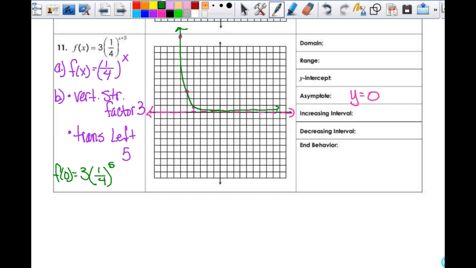Okay, so this means 1/4 times 1/4 times 1/4, 5 times. So basically, I need to know what 4 to the 5th is. Okay, so let's think about this.